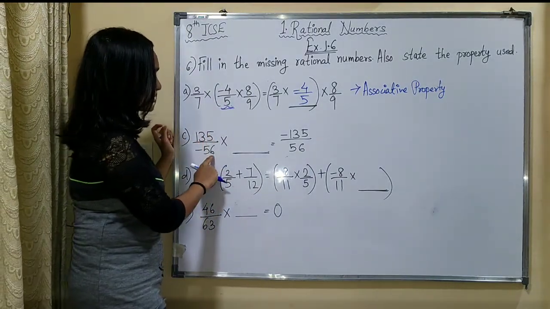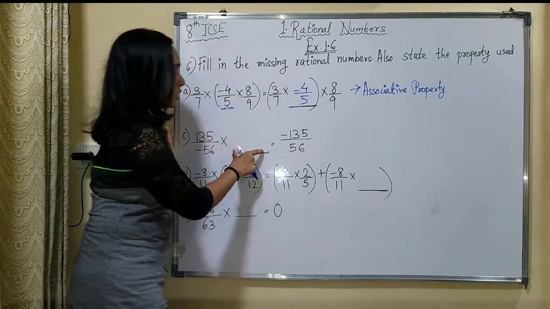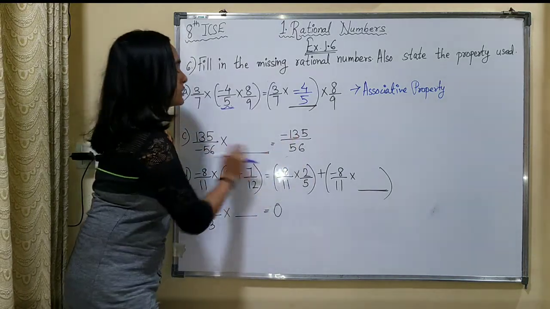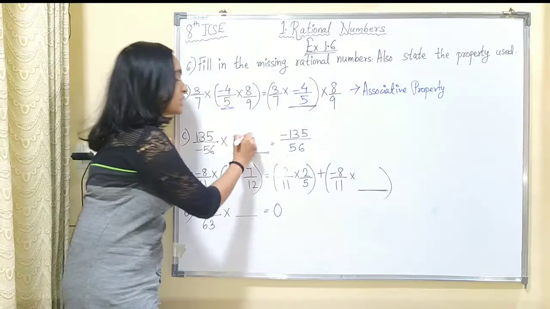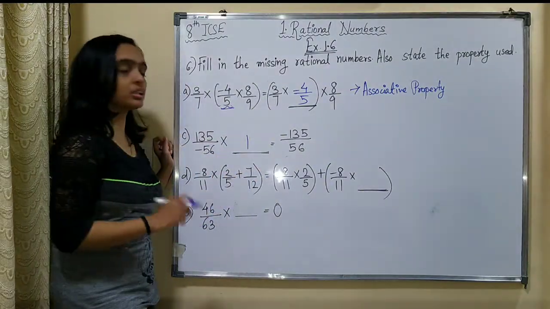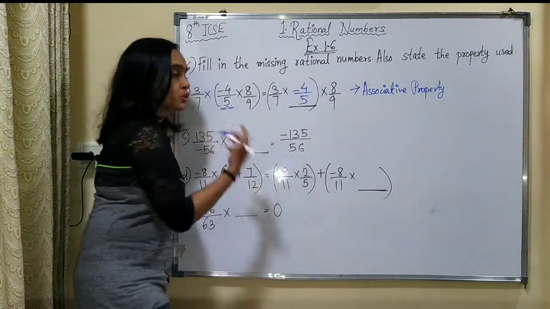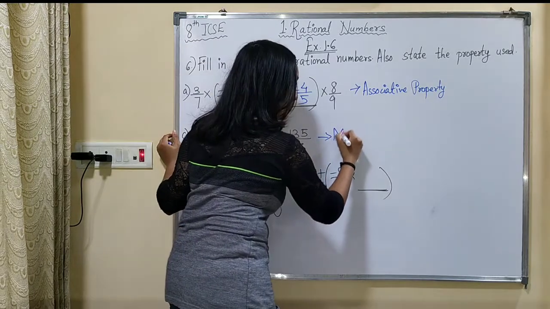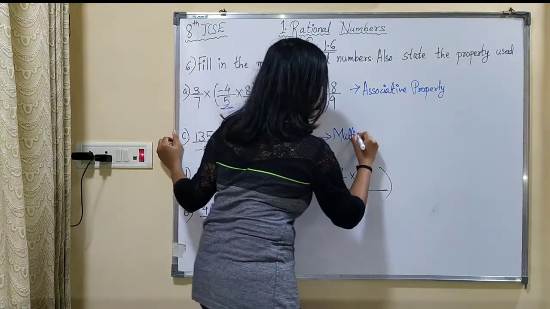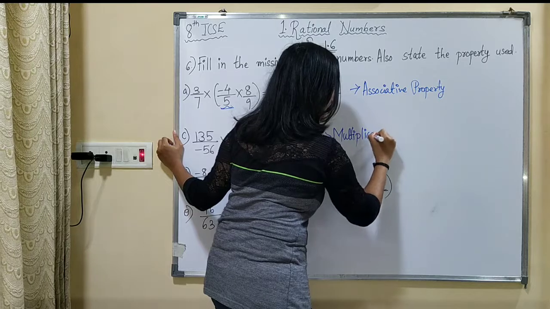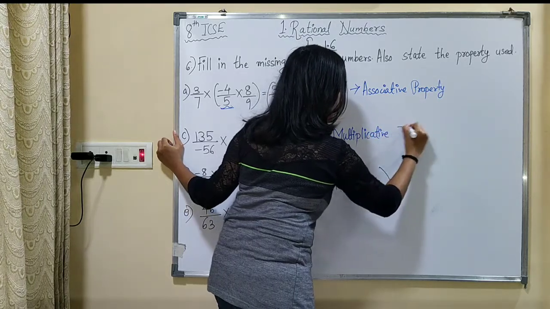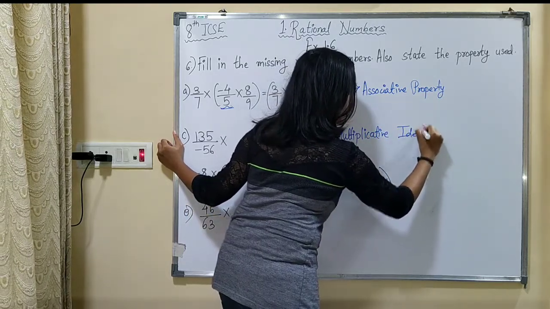Next, 135 upon minus 56 multiplied by something gives you the same number. That is, when 1 is multiplied with this rational number it gives you the same rational number. So that is multiplicative identity.